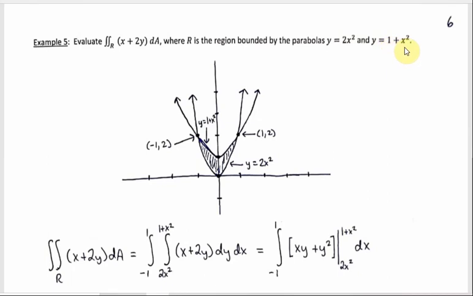And then the 1 plus x squared, there if you sub in 0 for x, you're going to get 1. So there's that point right there. Then if you sub in 1, you get 2.